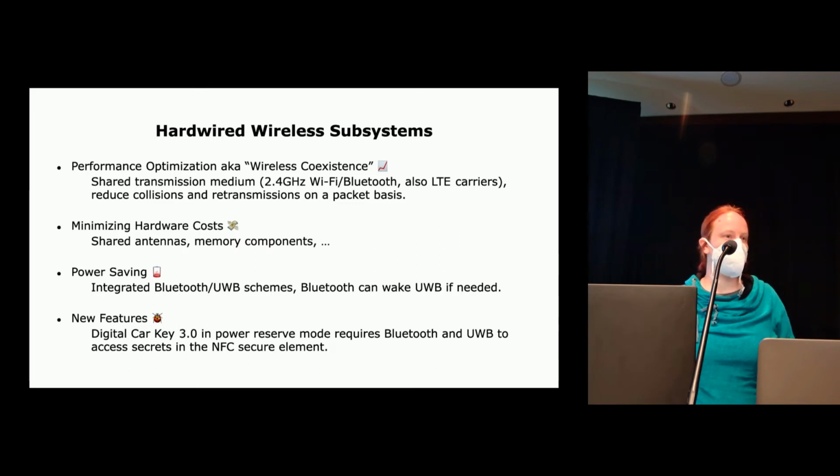And sometimes there are new features. The work that I presented last week at WiSec was, I think, motivated by the digital car key 3.0. The digital car key uses Bluetooth and ultra wideband, and it's also connected to the NFC secure element. So those are all different motivations to have these hardwired connections in between those chips.